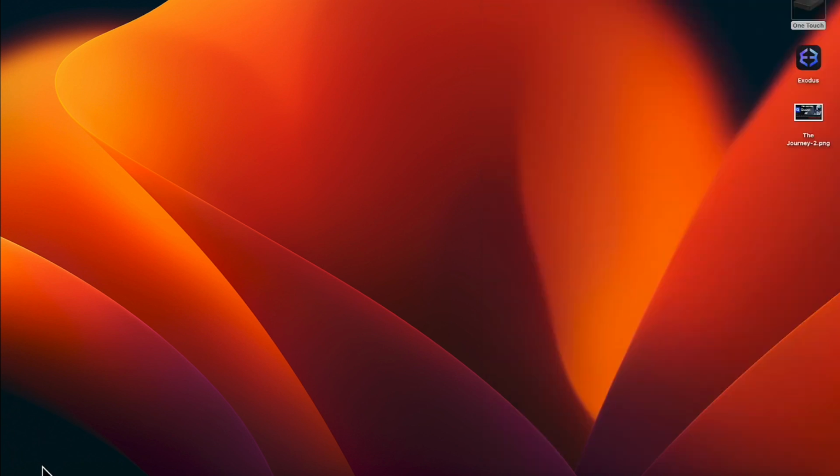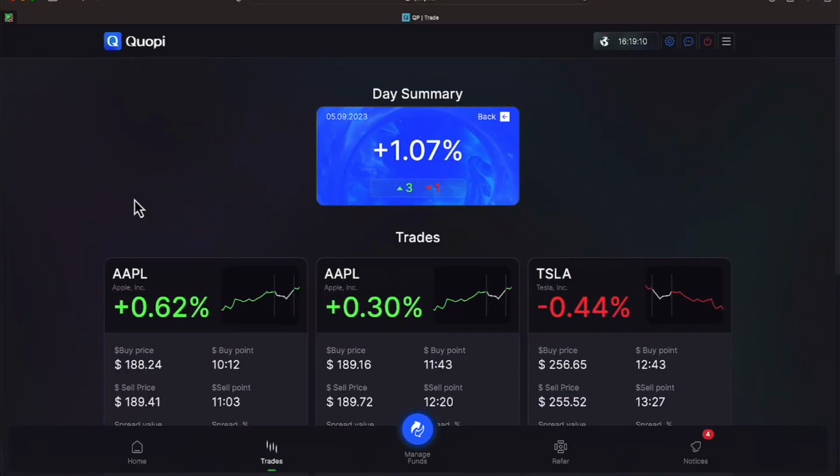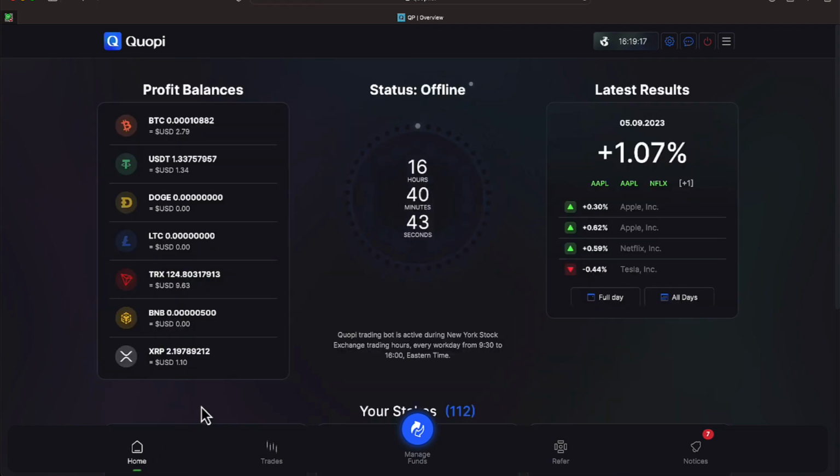Let's go ahead and go back over to Quopi, everyone, and let's double check our home screen. Most of our stakes will be receiving monies after this video is uploaded, whenever the market opens back up. Normally this is a Monday video. It's not as long because I don't have as much I need to go over, so this video will not be as long for that reason. We have 7 notices though.